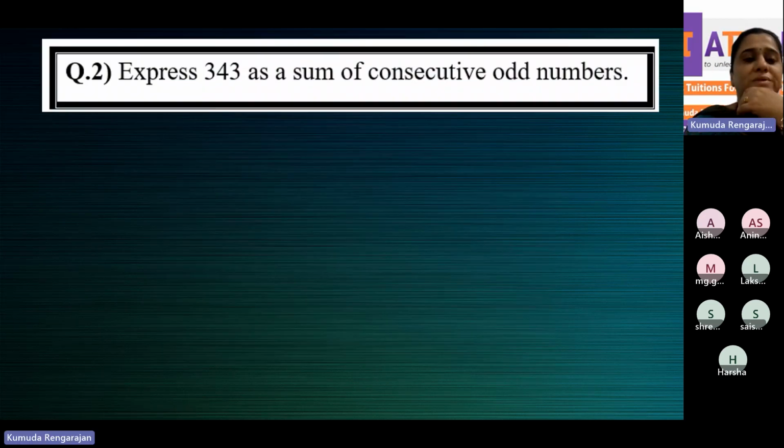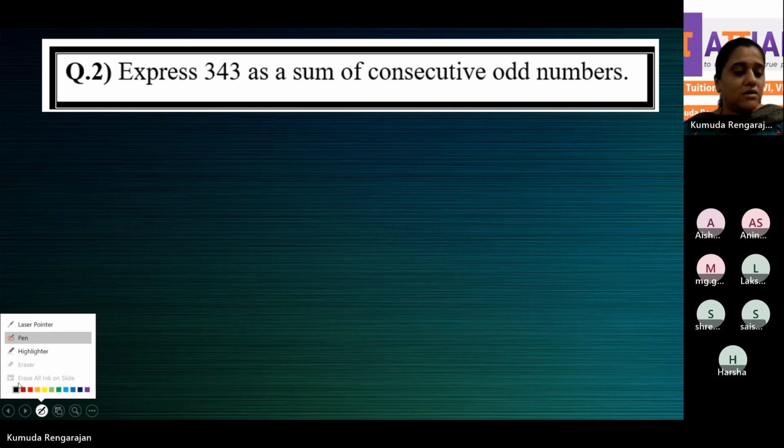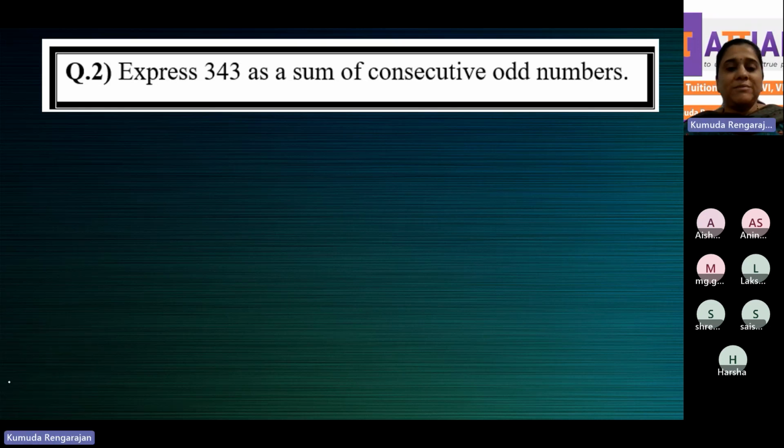All right. The next one. Express 343 as a sum of consecutive odd numbers. This was the second question. So let me just write the odd numbers and show you something.